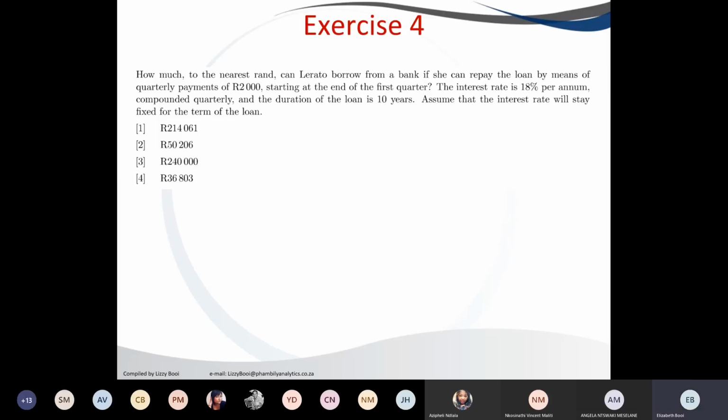I see the answers are coming through for option 4 and option 1. How much can Lerato borrow from the bank? Is this your present value? Because when you get it now, and you need to repay it, that will be your future. So if you are getting it now, does it make it a present value? And if you are paying it at the end, it makes it a future value. Therefore, in this statement, when Lerato is borrowing from the bank, is this a present value or a future value?